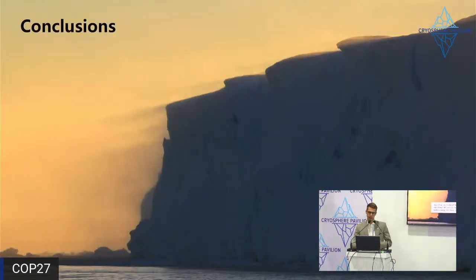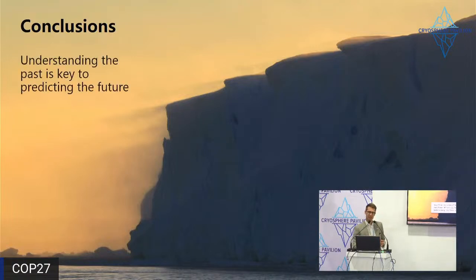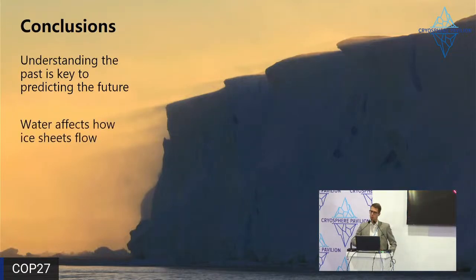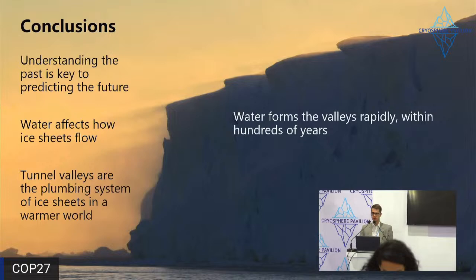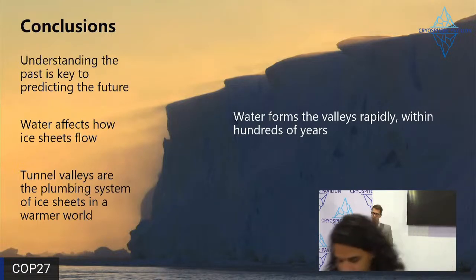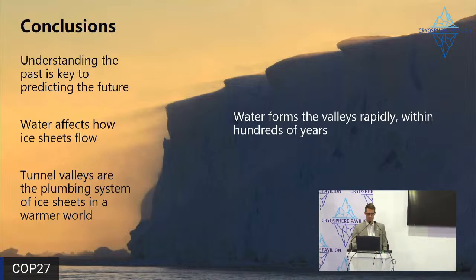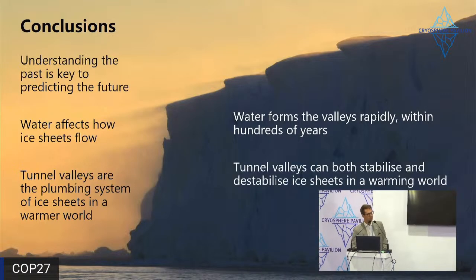So what we can learn from a study of past ice sheets and why they're relevant for the future is that understanding the past is really key to predicting the future of ice sheets. Water clearly affects how ice sheets flow and will be increasingly important as the climate warms in the future. These ancient tunnel valleys are essentially the plumbing systems of ice sheets in a warmer world. The water can form them quite rapidly within just hundreds of years. They can both stabilize and destabilize ice sheets in a warming world.